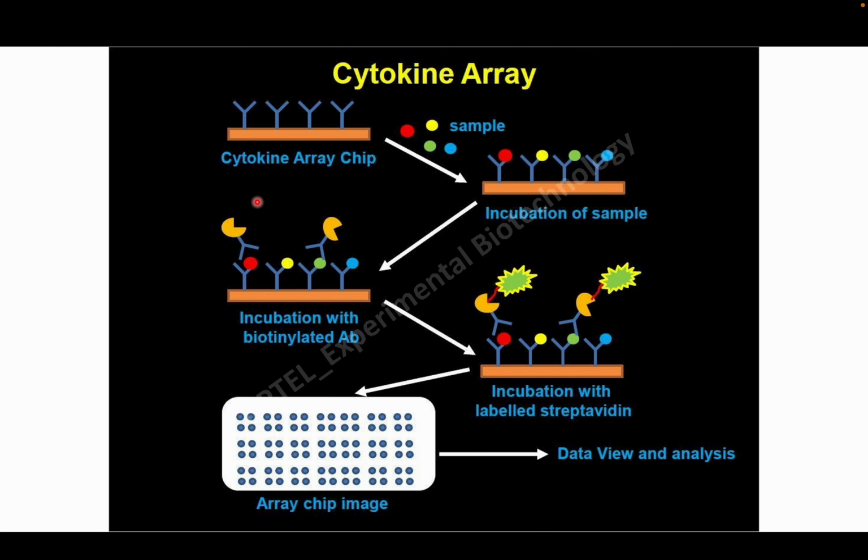Cytokine array. So this is the cytokine array chip, and these are the samples. You are incubating the sample, and you are incubating with biotin-related antibody. Then you incubate with labeled streptavidin, which will bind to the biotin-related antibody, and you will get data.